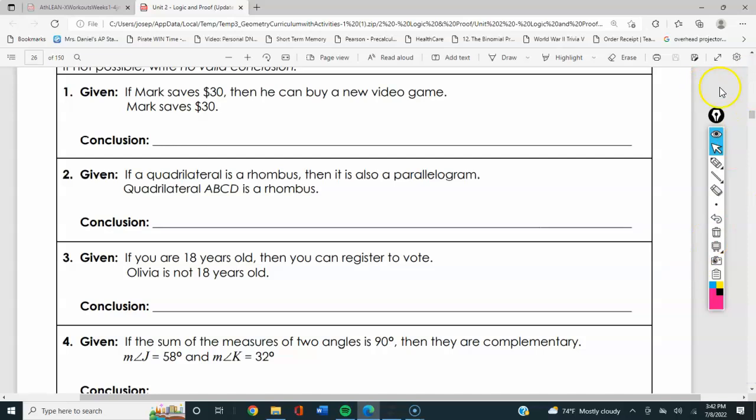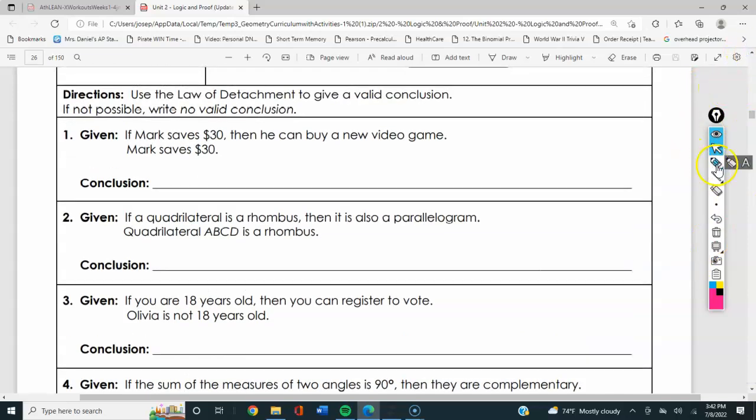So let's try it. Mark, getting that paper, making some money. If Mark saves $30, then he can buy a new video game. Mark saved $30. Now I'm doing if P then Q, and my second statement gives me P. So these two things match, right? If they match, we can conclude he can buy a new video game. So yes, Mark can buy a new game.